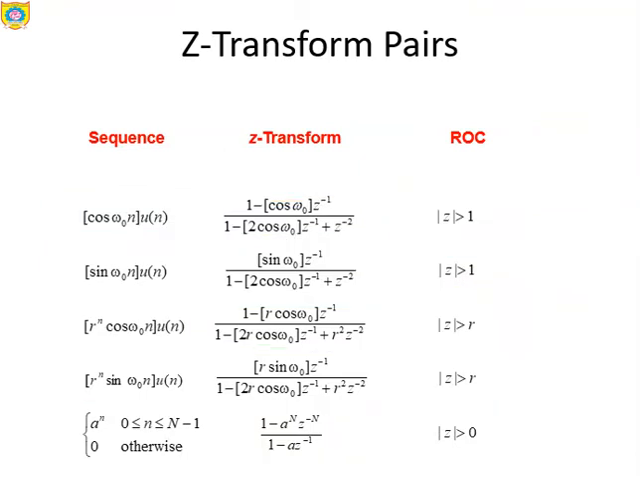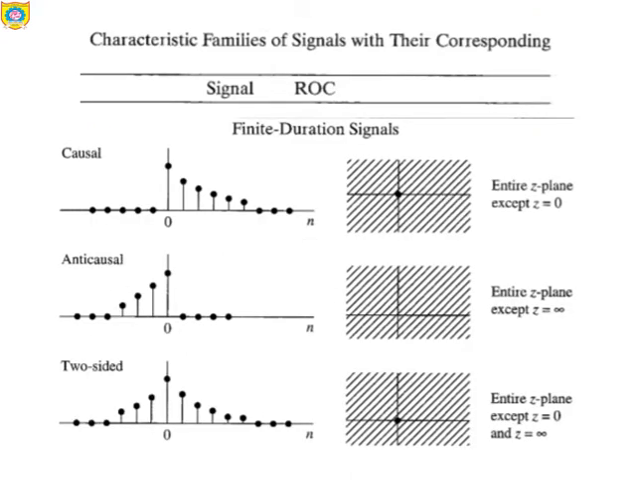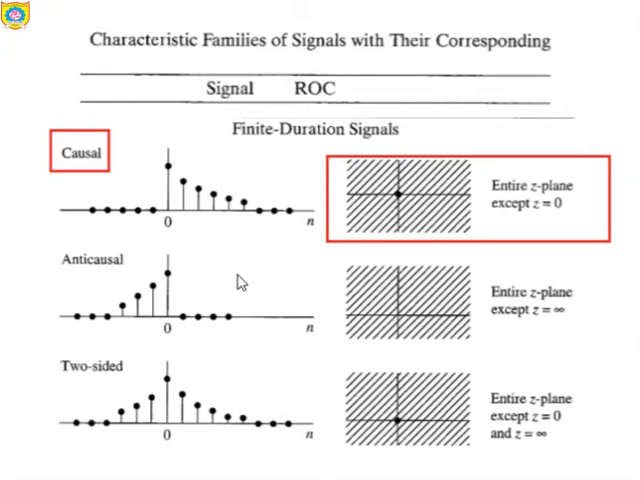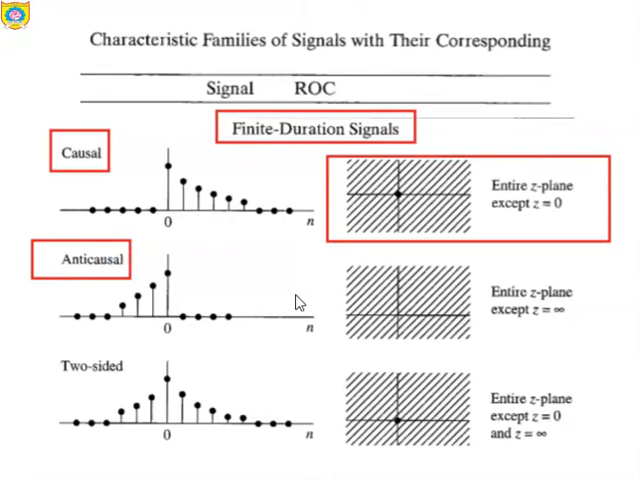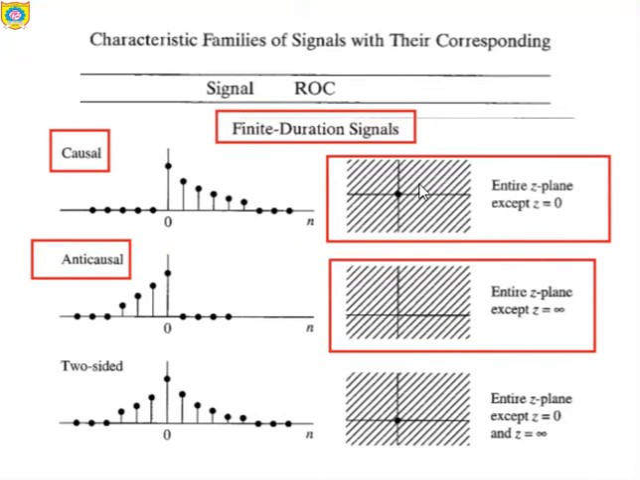Now let's see with some of the sequences how the ROC differs. This is taken from Proakis. It is referred to as characteristic families of signals with their corresponding ROC. When the signal is causal, the ROC is the entire z plane except z equal to 0. This is specifically for finite duration signals. When the signal is anti-causal, it is the entire z plane except z equal to infinity. The shaded portion indicates the ROC.